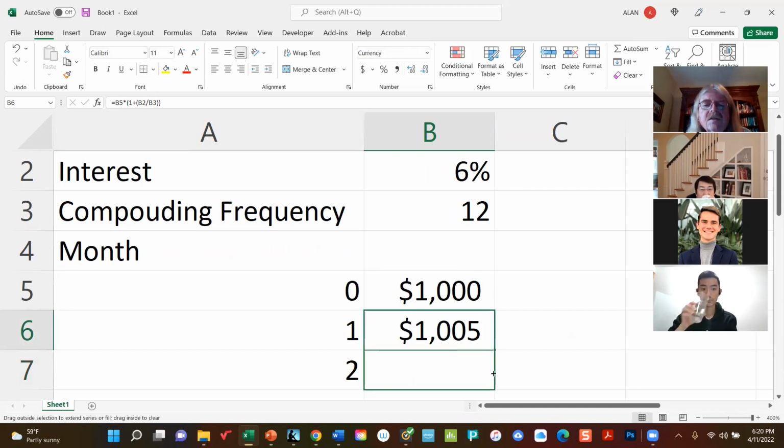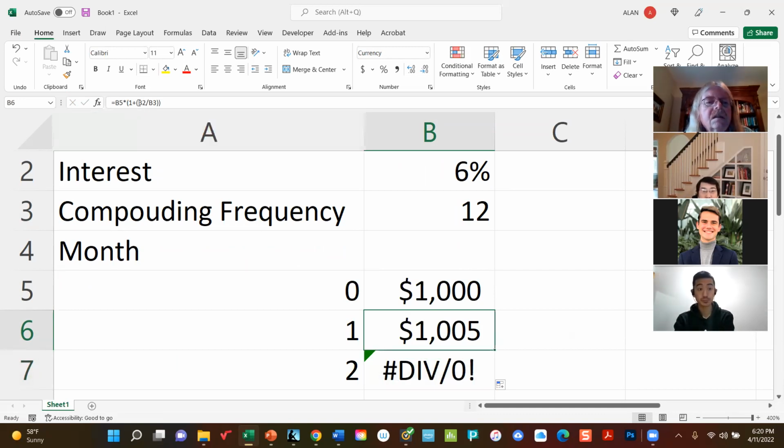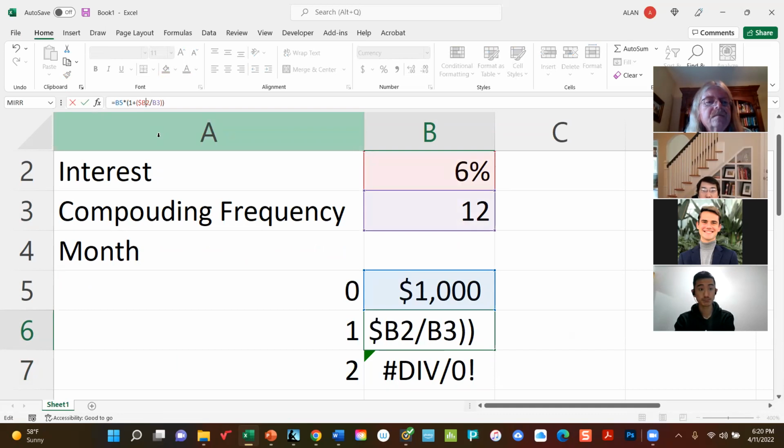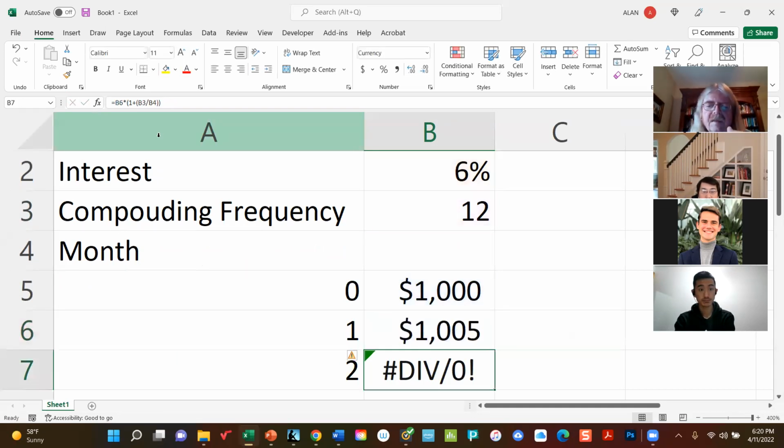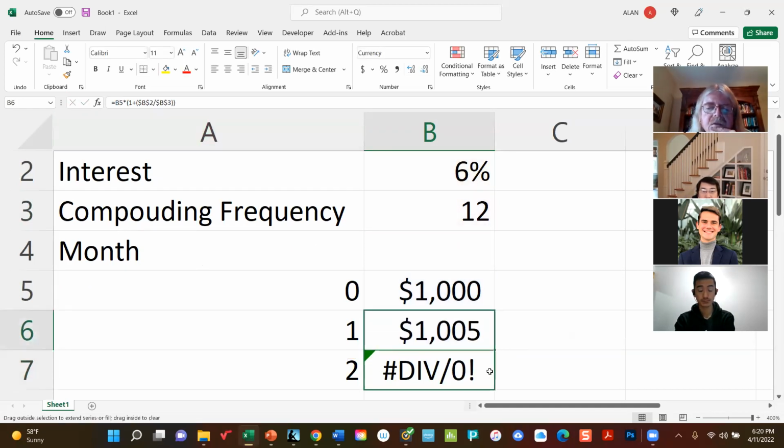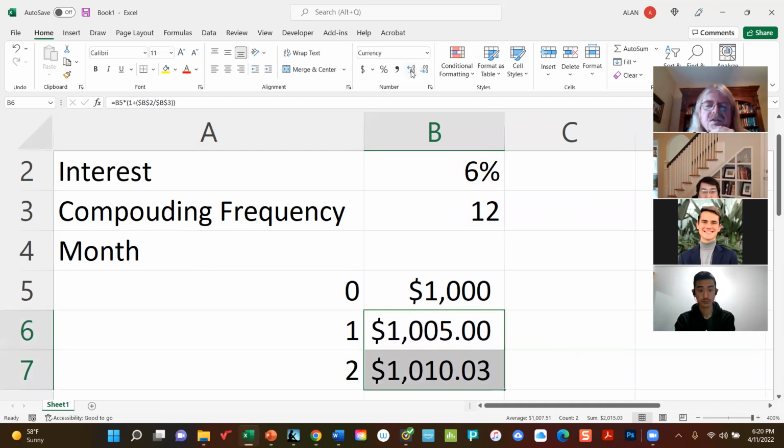Oh, wait a minute, to make one little change here. So at the end of month 2, oh, by the way, I better show this in dollars and cents, because otherwise you won't get what's going on.